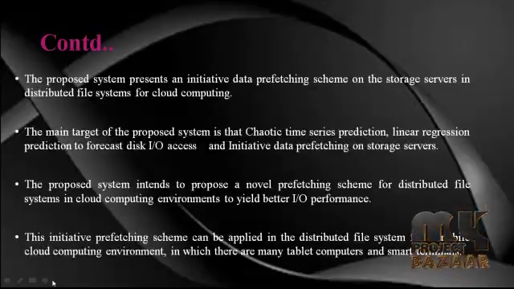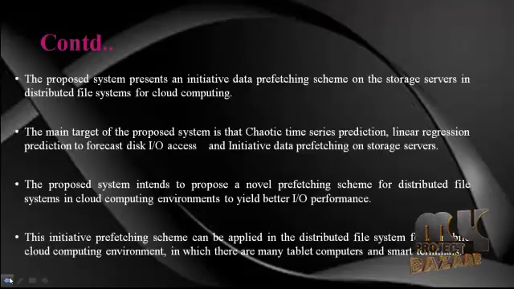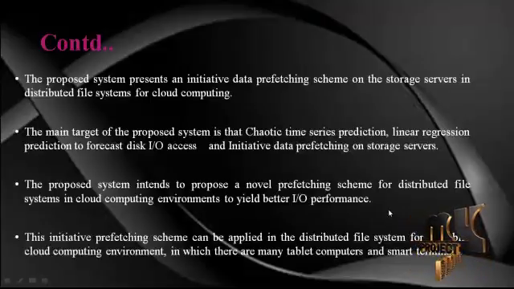The proposed system presents an initiative data prefetching scheme on the storage servers in distributed file systems for cloud computing. The main target of the proposed system is chaotic time series prediction and linear regression prediction to forecast the disk input-output access and initiate data fetching on storage servers. The proposed system intends to propose a novel prefetching scheme for distributed file systems in cloud computing environments to yield better input-output performance. This initiative prefetching scheme can be applied in the distributed file system for a mobile cloud computing environment in which there are many tablet computers and smart terminals. So this is the full abstract of our process.